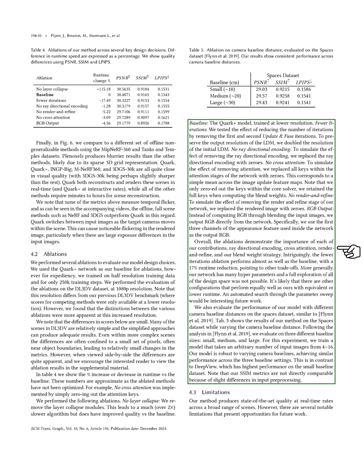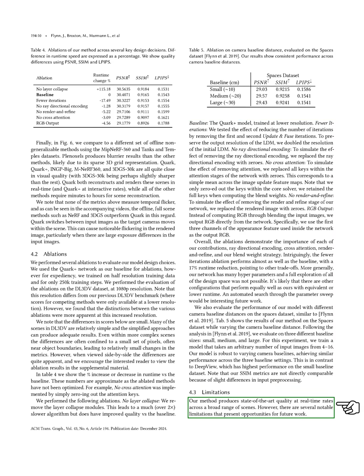We also assessed our model's performance with varying camera baseline distances on the Spaces dataset, training a model that accepts between 4 and 16 input images. Our model showed robustness across small, medium, and large baseline settings, unlike DeepView, which performed best with small baselines. However, our SSIM metrics are not directly comparable due to slight differences in input preprocessing.